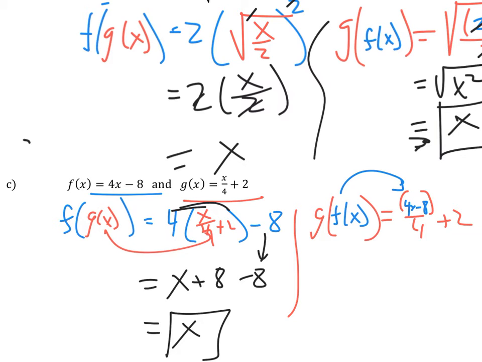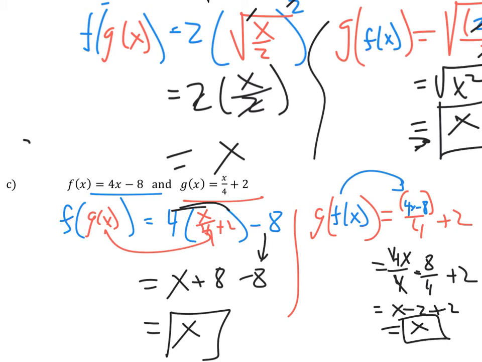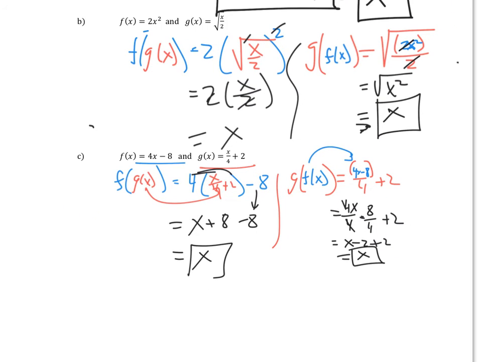And let's clean it up. So we could divide both of these by 4. So we got 4x over 4 minus 8 over 4 plus 2. These get canceled. And we end up with minus. It's a minus because it was minus at the beginning. Minus 2 plus 2. So this is x minus 2 plus 2, which is x. Okay. So we ended up with what we put into the function originally, which is x.